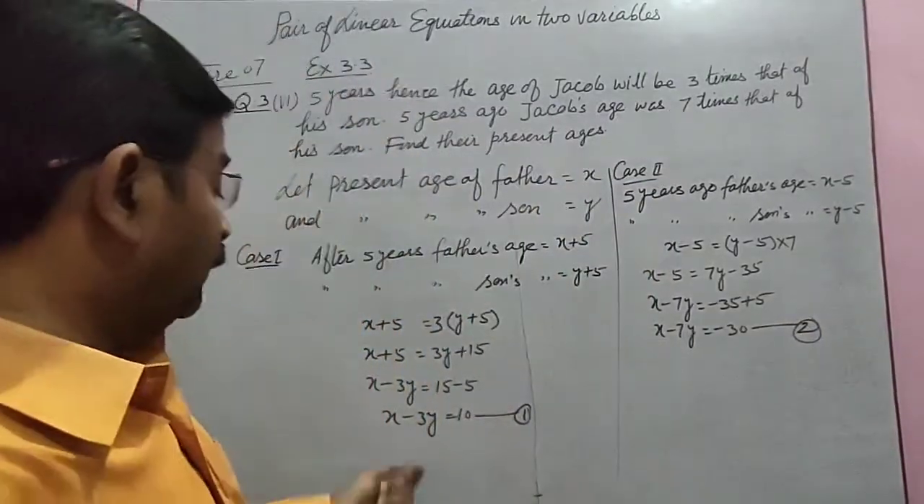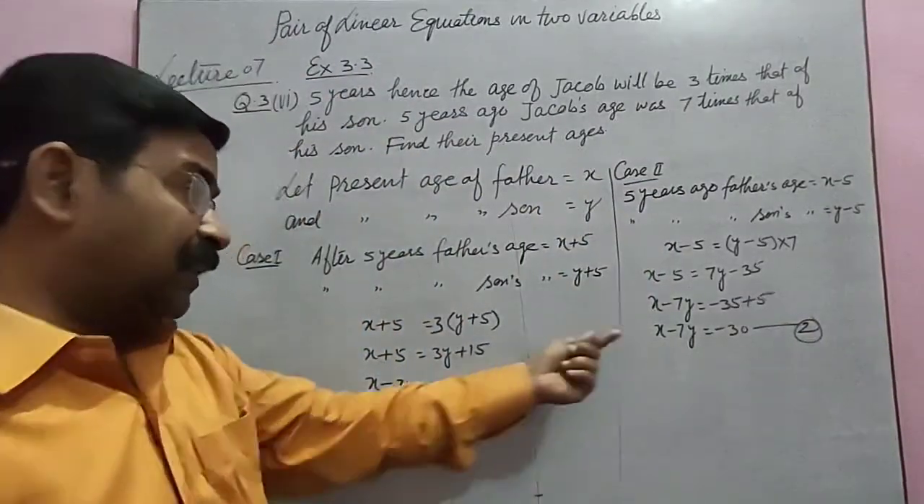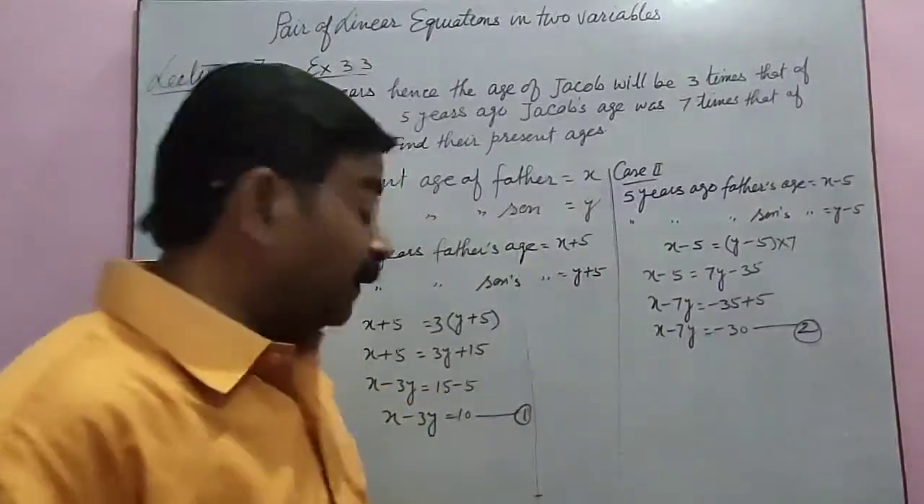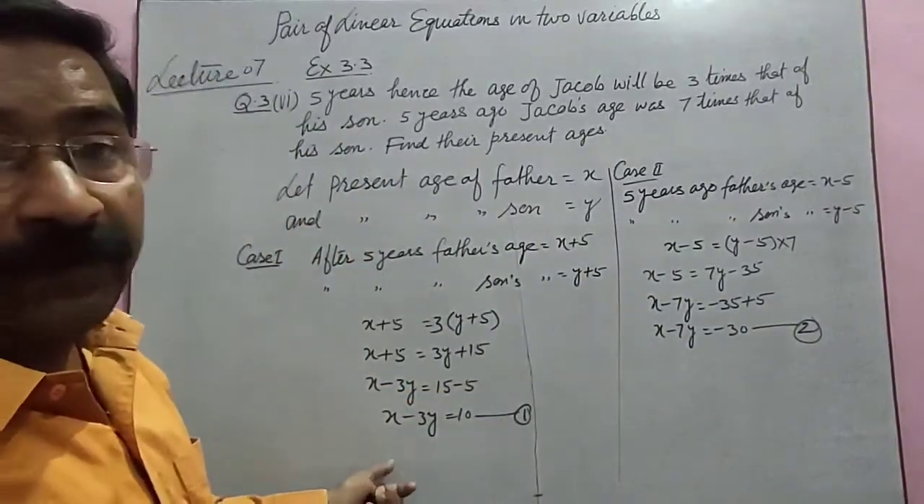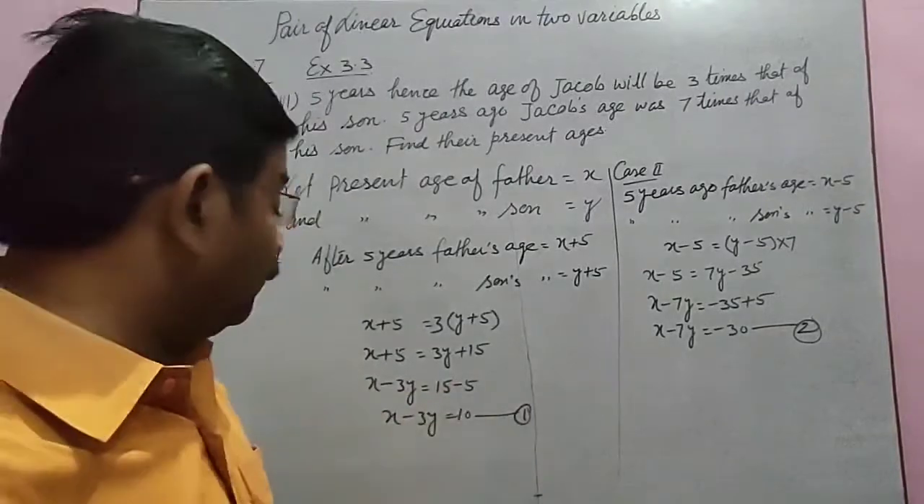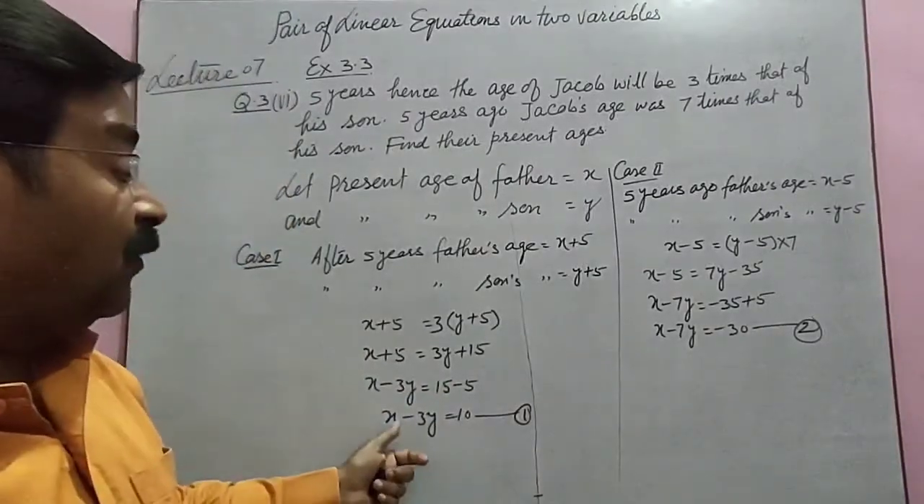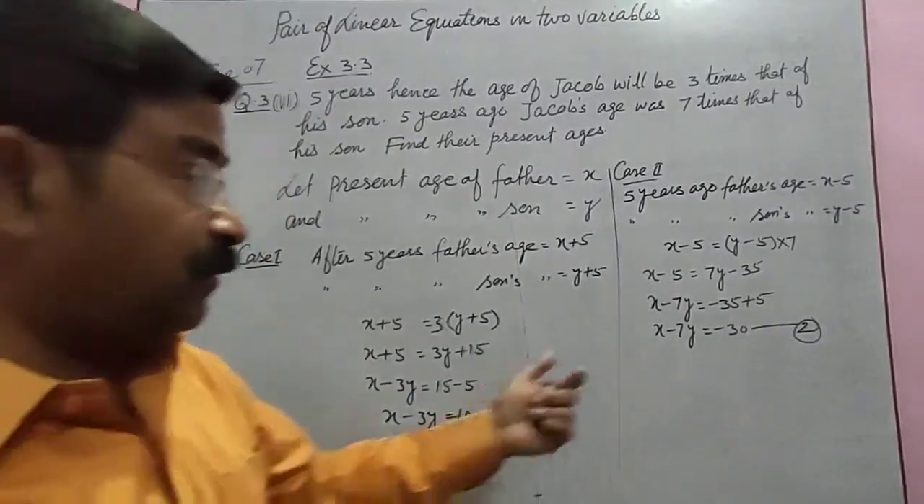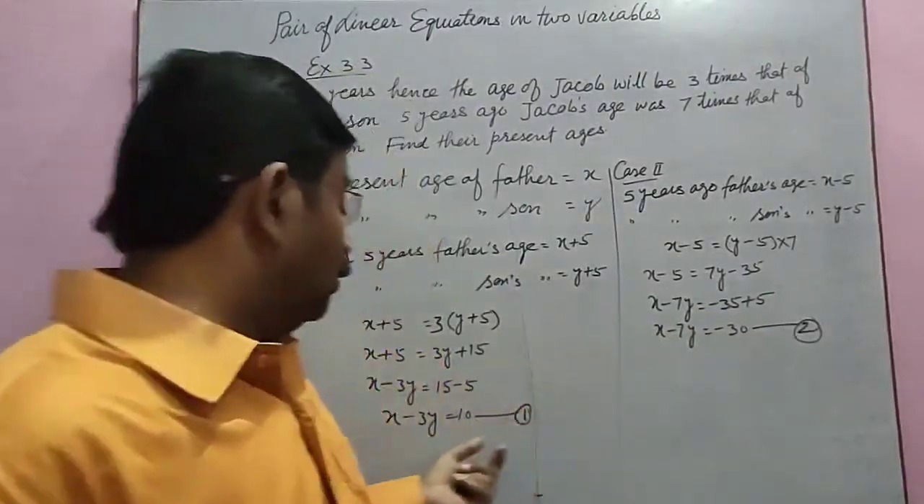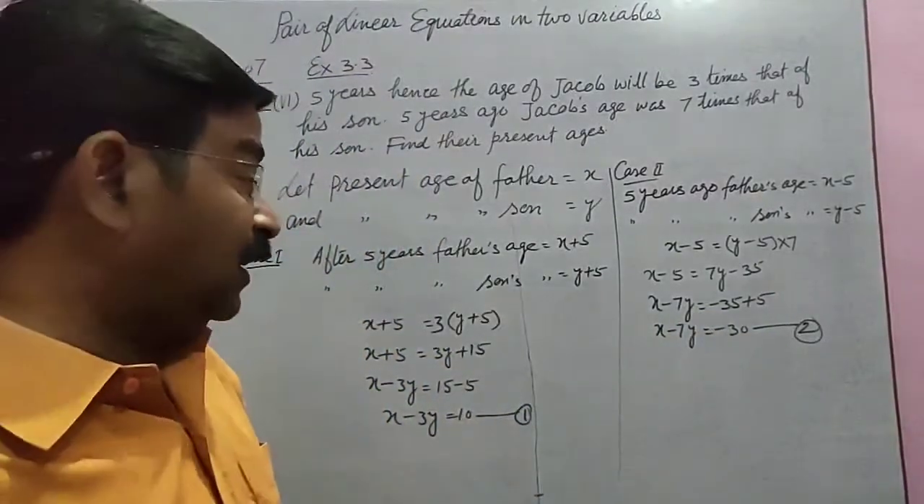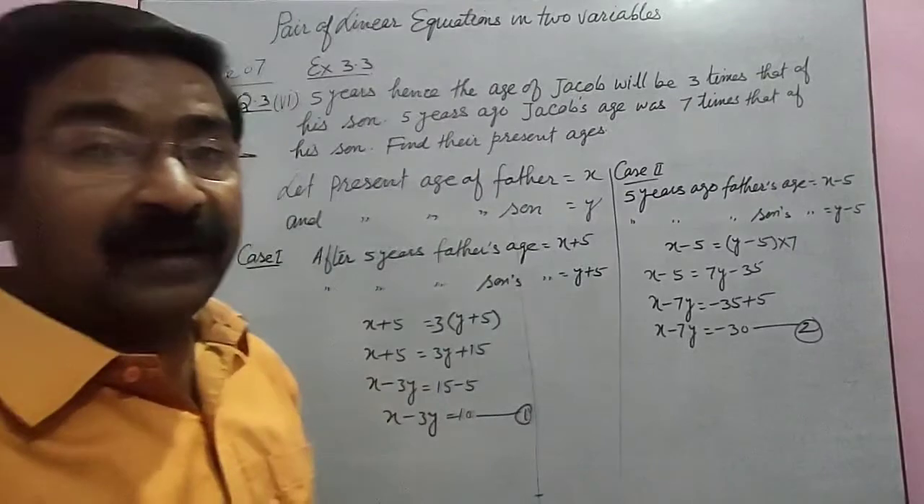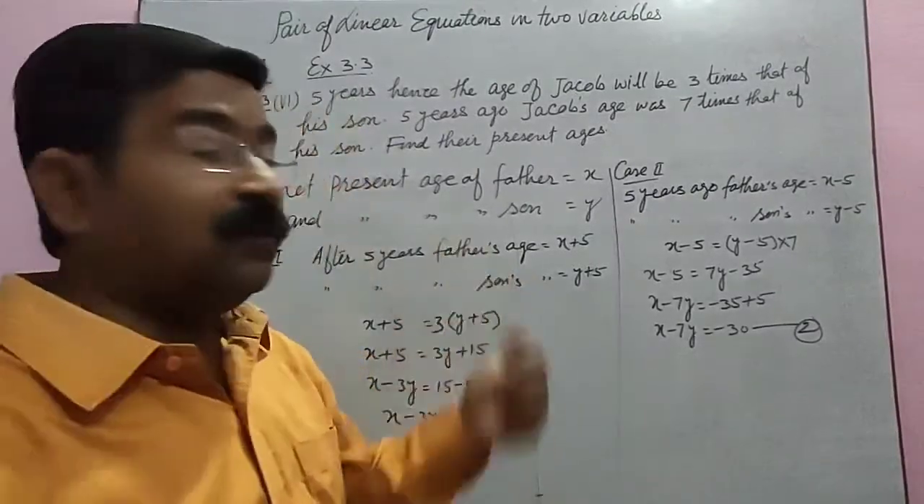Once again, we have got 2 equations and the variables x and y are there. We have to find the value of any of the variables. Better you find the value of x from equation number 1 or 2 and substitute in the other one. So you will get the values of x and y, and hence that will be your final answer, that are the present ages of father and son.